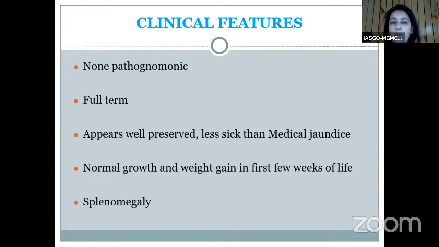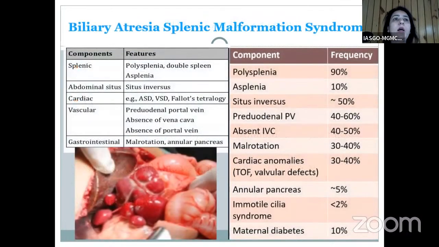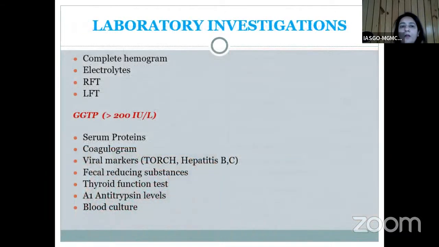The baby is well preserved, normal weight and height, might present with hepatosplenomegaly. And if the patient comes from the syndromic category, the BASM syndrome is the commonest, in which you find multiple anomalies of the spleen, could be polysplenia, double spleen, asplenia, along with cardiac and vascular anomalies, the preduodenal portal vein being the commonest presentation. So lab investigations we've already discussed in the previous slides.